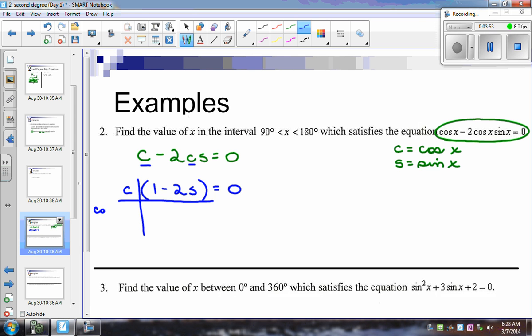So what we've found here is that cosine of x is going to equal 0. And then the other side, 1 minus 2 sine x is going to equal 0. Well, the only one we really have to solve here is the sine version. So we're going to subtract that 1 to the other side. We're going to divide both sides by negative 2. And we get sine x to equal 1/2. And now the calculator comes in.